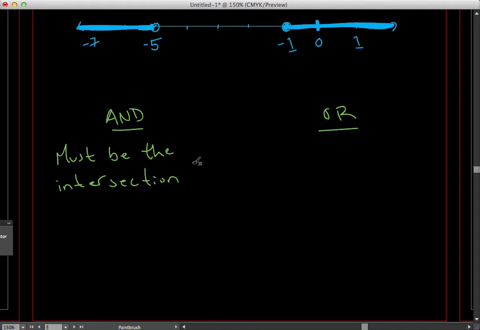And you don't really need to know this notation, but an interesting notation would be that right there, which actually indicates an intersection of the graphs of the two inequalities.